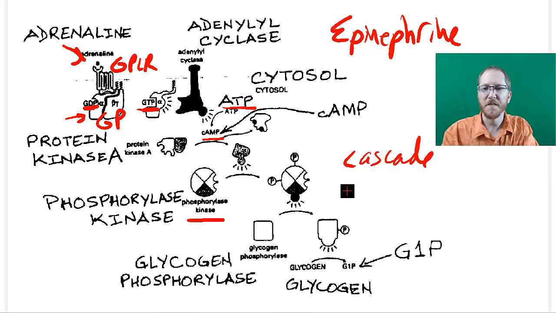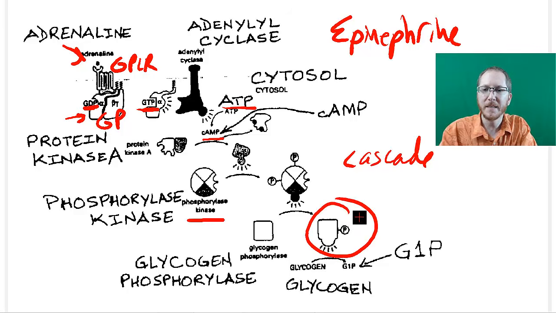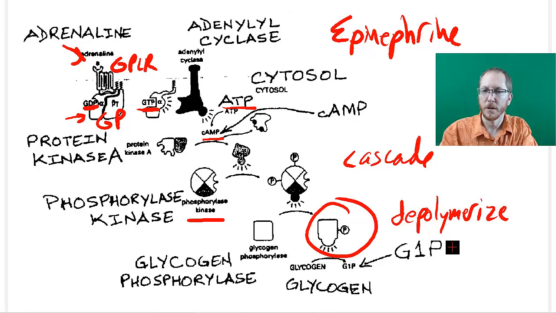kinases, until eventually we activate the final guy, who in this case is going to be an enzyme that's going to convert glycogen to glucose. So we're going to depolymerize, is what this is commonly referred to as, glycogen. And that's what adrenaline does.